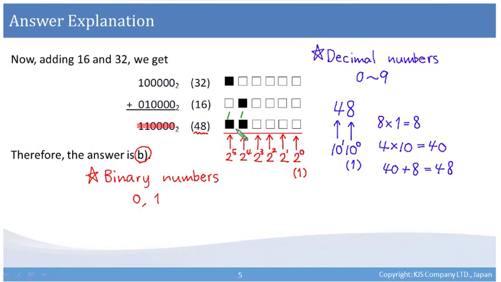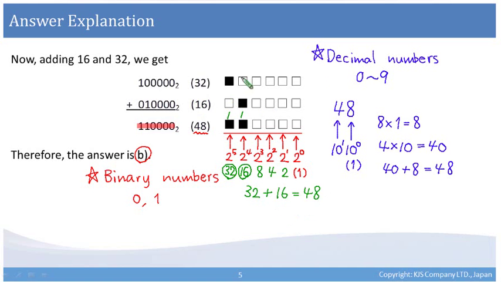So for 48, black boxes are on the digits of 2 to the power of 4 and 2 to the power of 5. So 2 to the power of 4 is 16 and 2 to the power of 5 is 32. Just in case you're wondering, all the other digits have these values. But here we're going to look at 32 and 16 because that's where the black boxes are. So this is why we can read this 32 plus 16, which is 48.